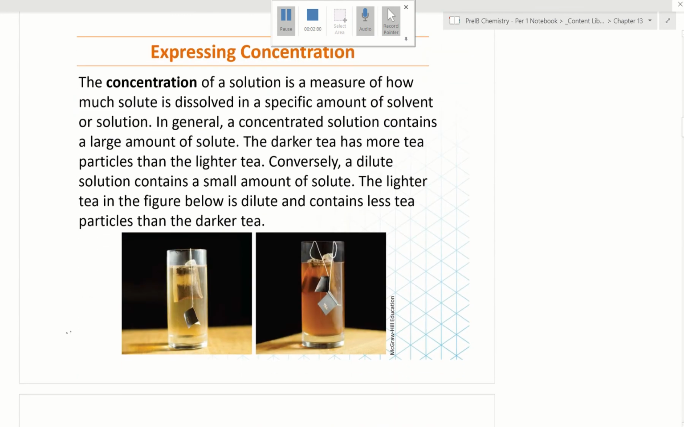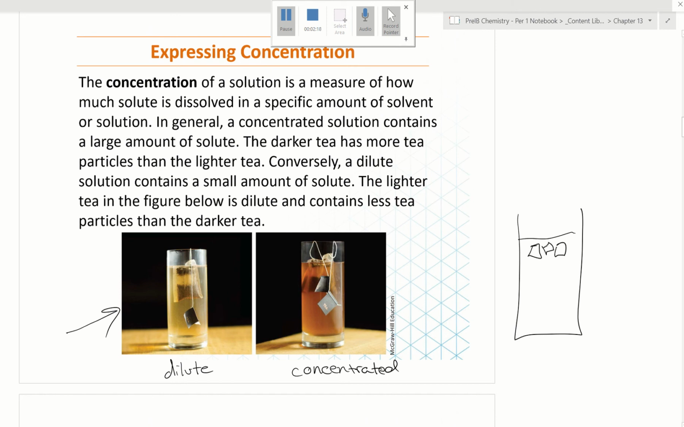So a good example here is tea. This is one with tea in there that's seeping, and we'd say that this one is dilute and this one is more concentrated. I always think about a glass filled with ice, and when you have ice in there and the ice begins to melt, your drink becomes diluted because you have more water in there. So the concentration of a solution is the measure of how much solute is dissolved.